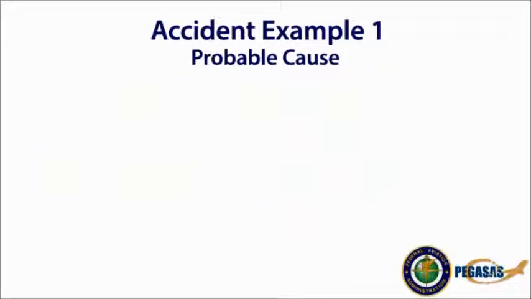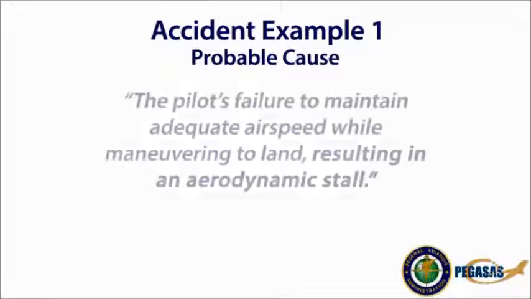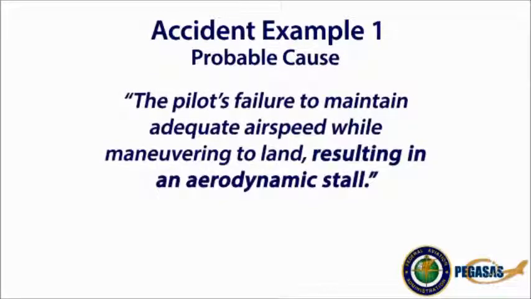The NTSB determined the probable cause to be the pilot's failure to maintain adequate airspeed while maneuvering to land, resulting in an aerodynamic stall. This is the key part of loss of control in flight, where maneuvering flight is the top phase where fatal loss of control in flight is most likely to occur.